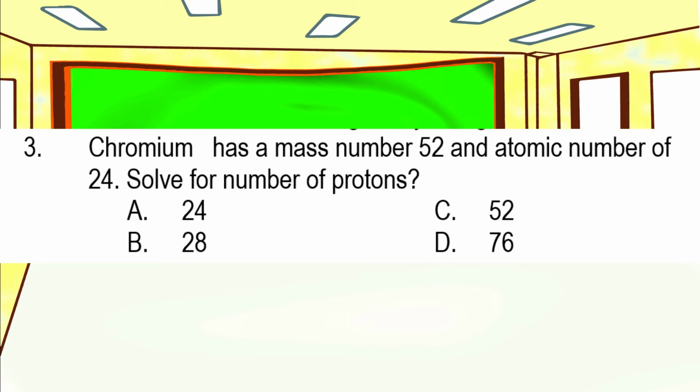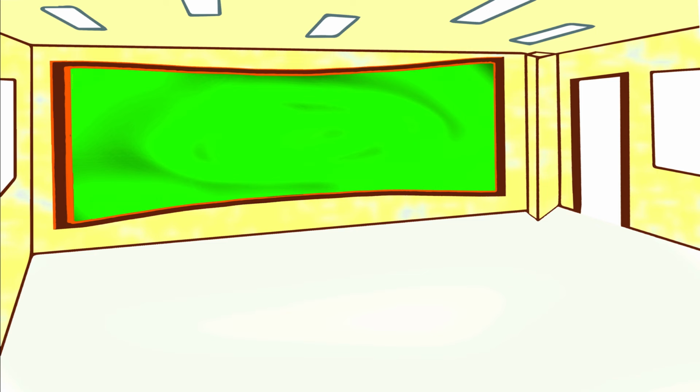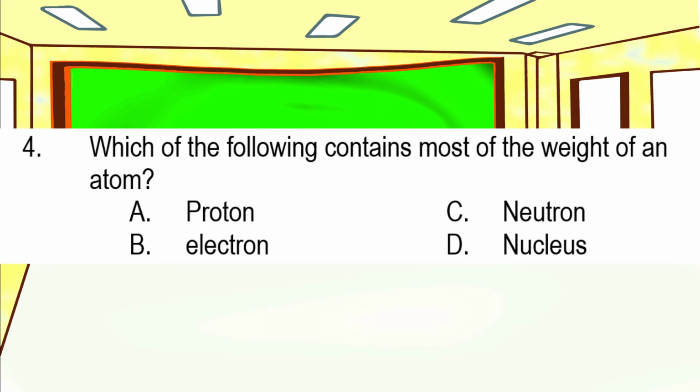Question number 4. Which of the following contains most of the weight of an atom? A. Proton, B. Electron, C. Neutron, D. Nucleus.